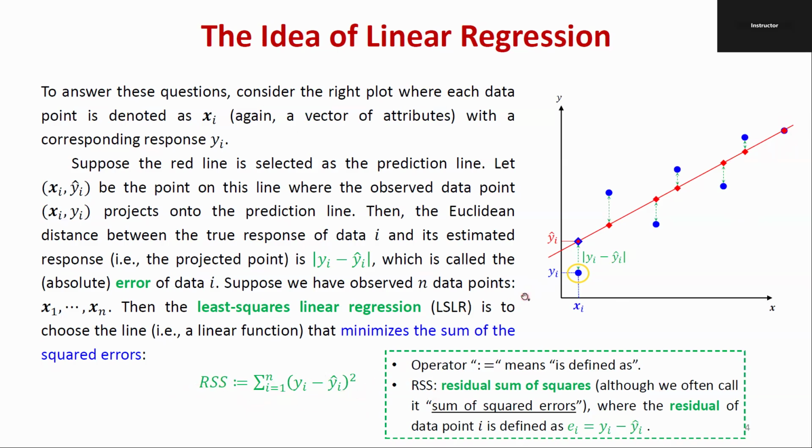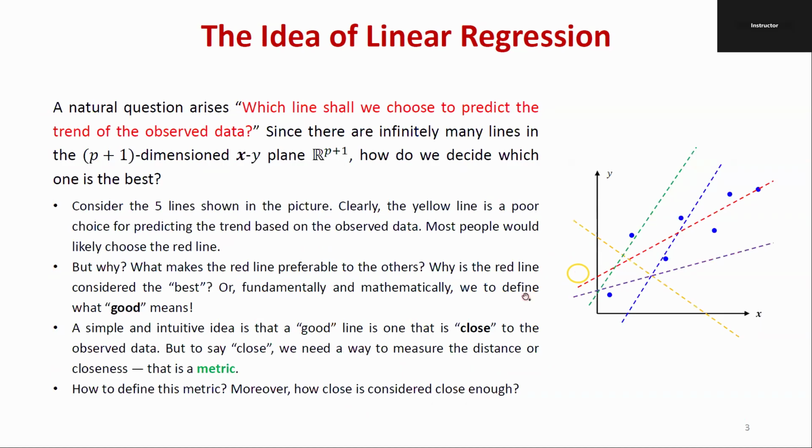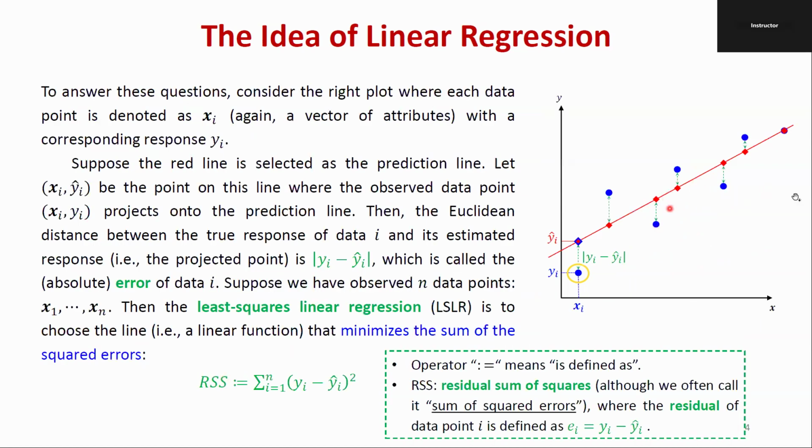So how can we define the best? Here we've already had a metric, right? For any given line, I can have a metric, use RSS. Suppose I have a line, again, give me a line. Let me use another color, let's say this color. Suppose I have this line, for example.